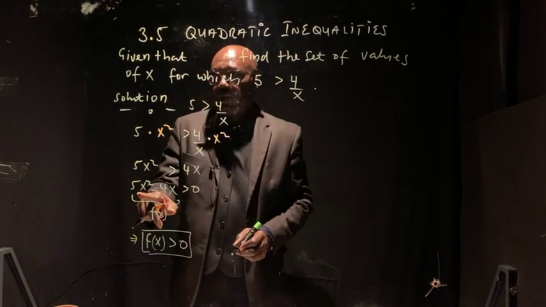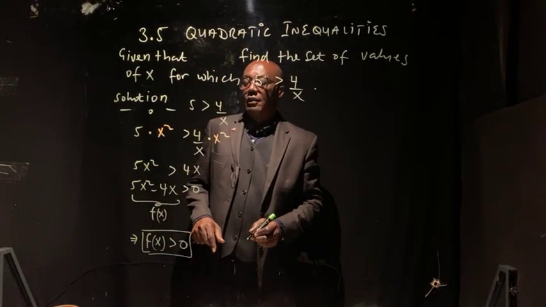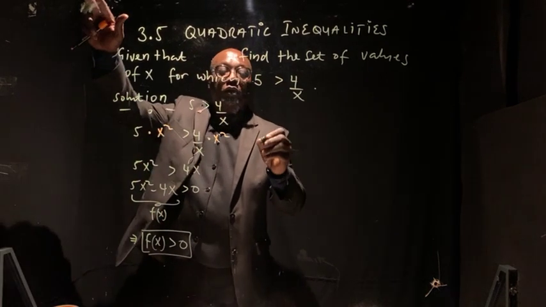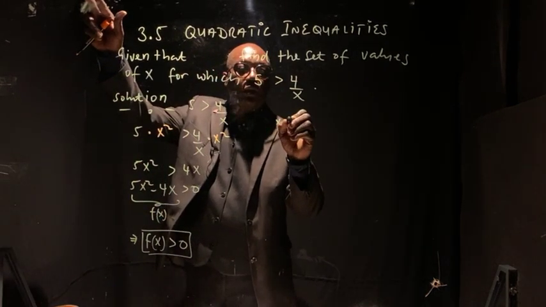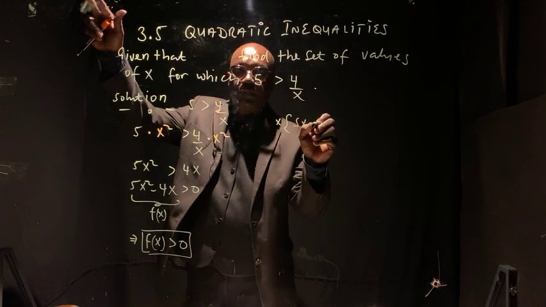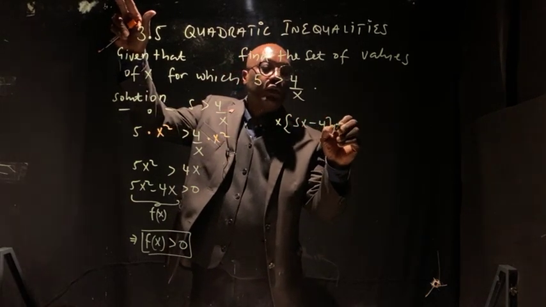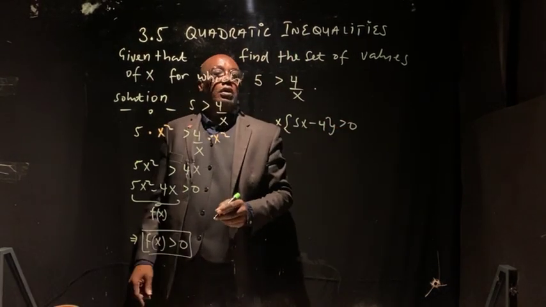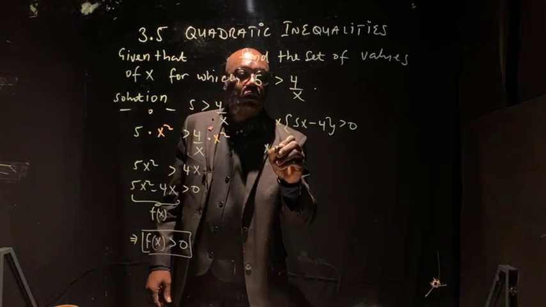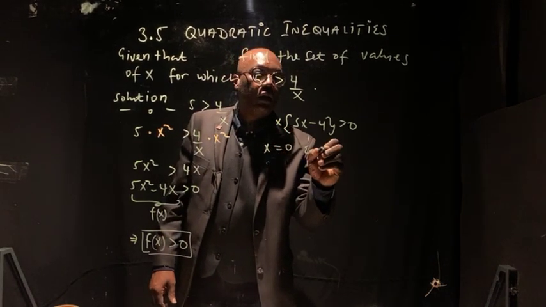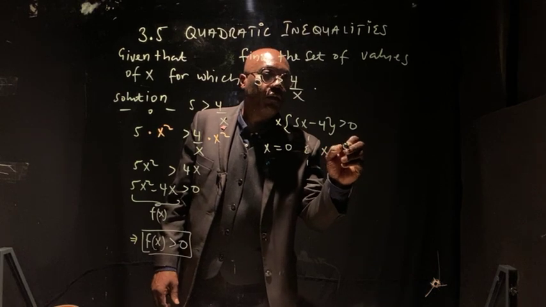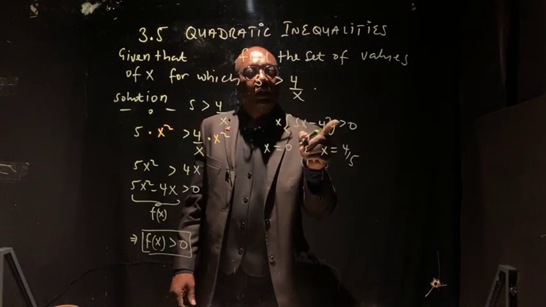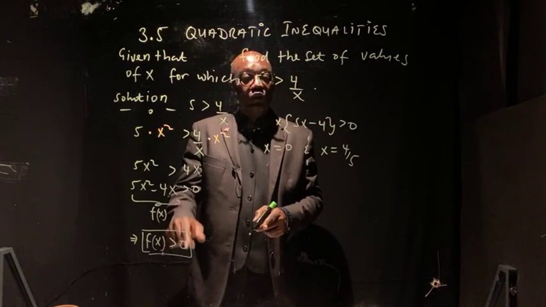So this equation, as you see there, we can factorize x outside. So it becomes x(5x minus 4) is greater than 0. So you have x equals 0 and x equals 4 over 5. Now this inequality is very important. It is the same as this one.